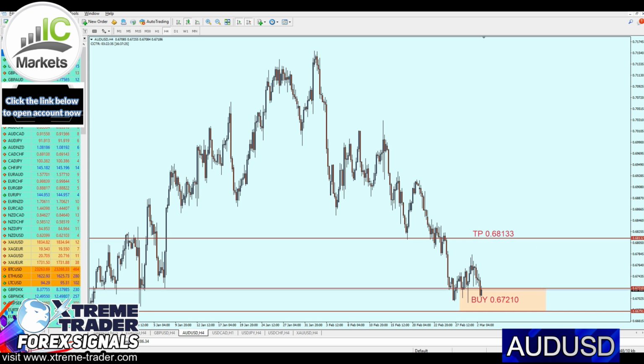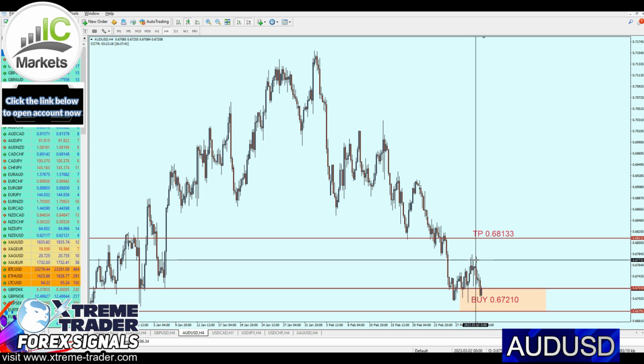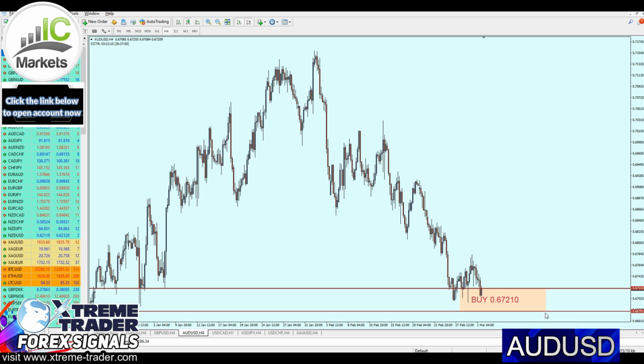The AUDUSD, my friends, has also reversed exactly from the given price at 0.67210, and went in total about 60 pips of profit. I don't know if anyone has actually closed it in profit, but right now it's at break even. Now, after the reversal happened right here exactly at 0.67719, we can no longer continue buying the AUDUSD. Let me now delete the old signal, and let's see what we can do next with this pair.